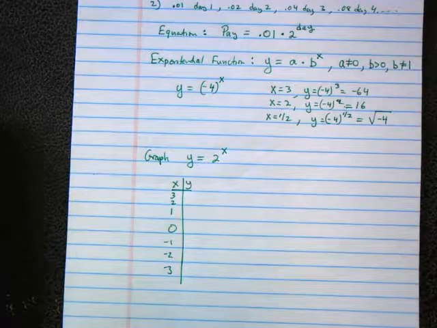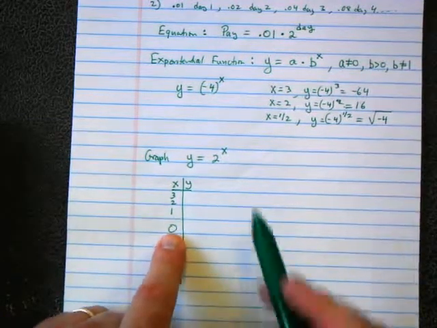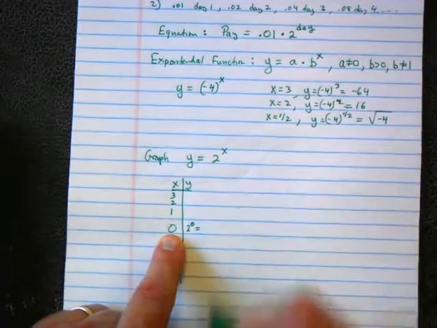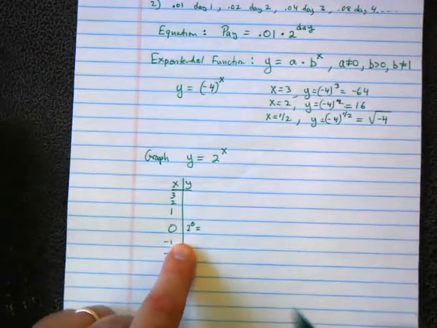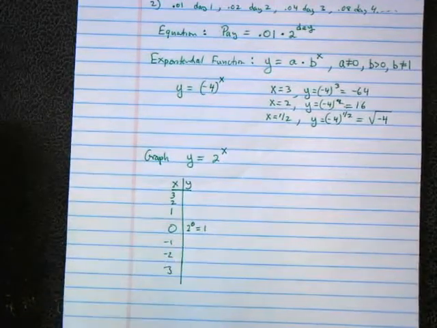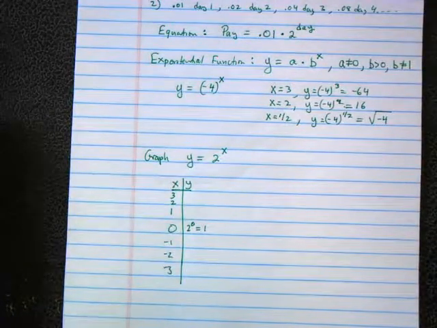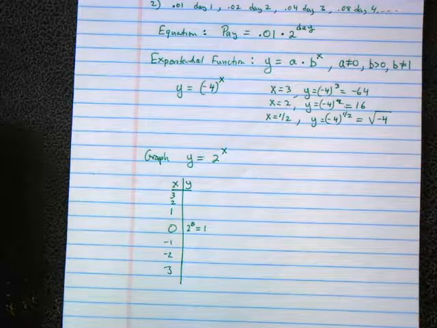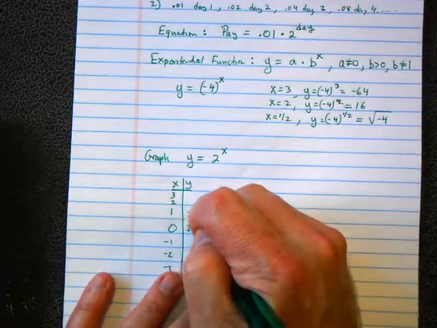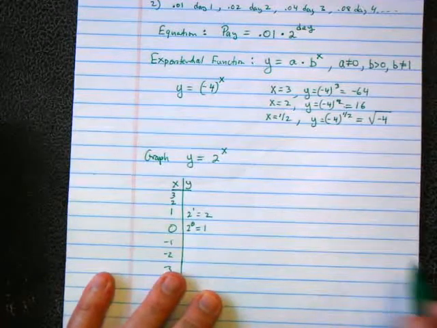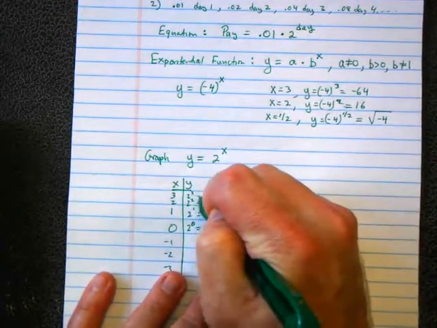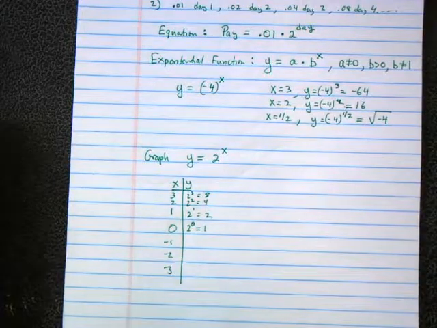All right. Let's start with 0. What's 2 to the 0? 2 to the 0 is not 0. Anything to the 0 power is 1. That was one of our rules. Except for 0, that's correct. 0 to the 0 is undefined. 2 to the 0 is 1. If I plug in 1, 2 to the 1 is 2. 2 squared is 4, and 2 cubed is 8. So plugging in those positive numbers was pretty easy.